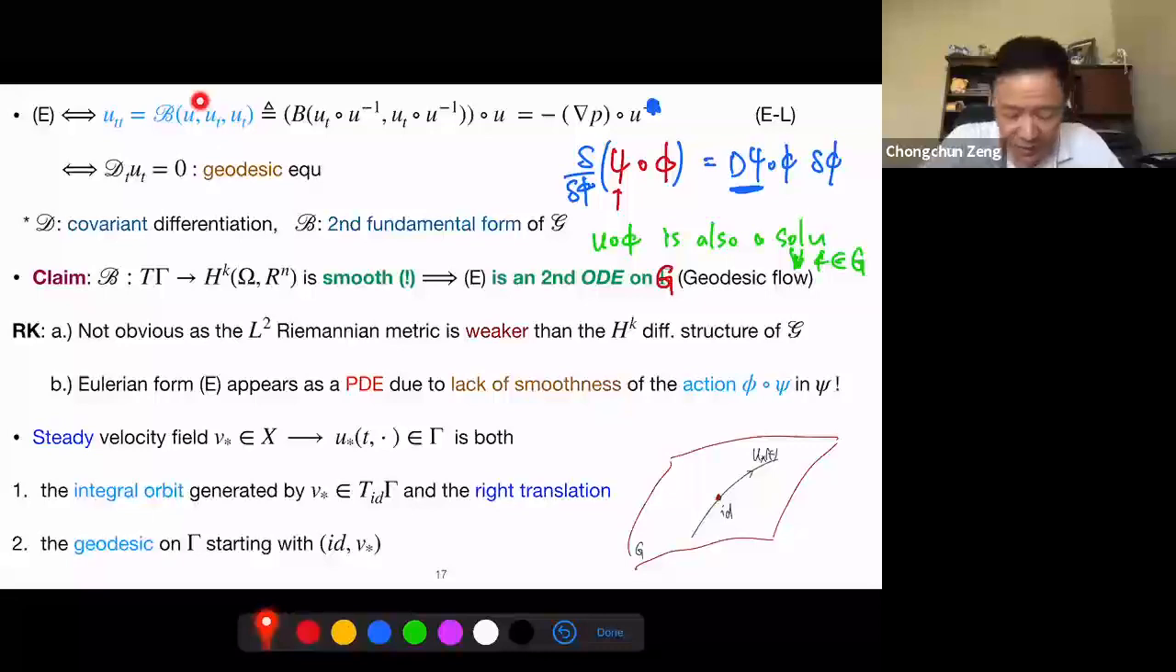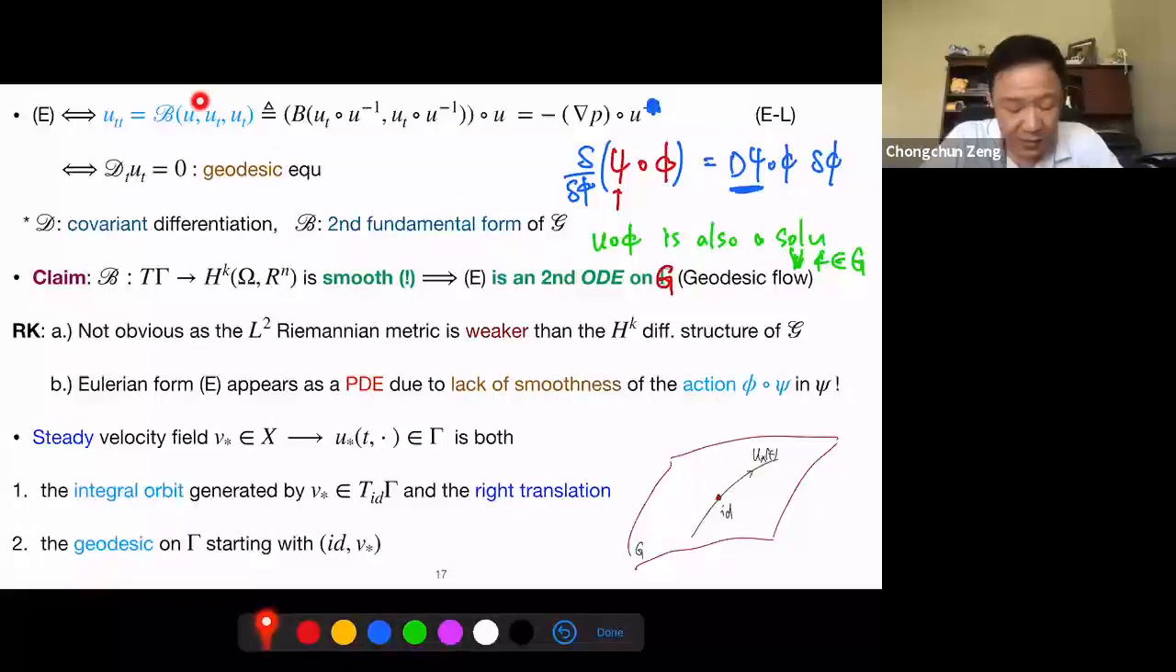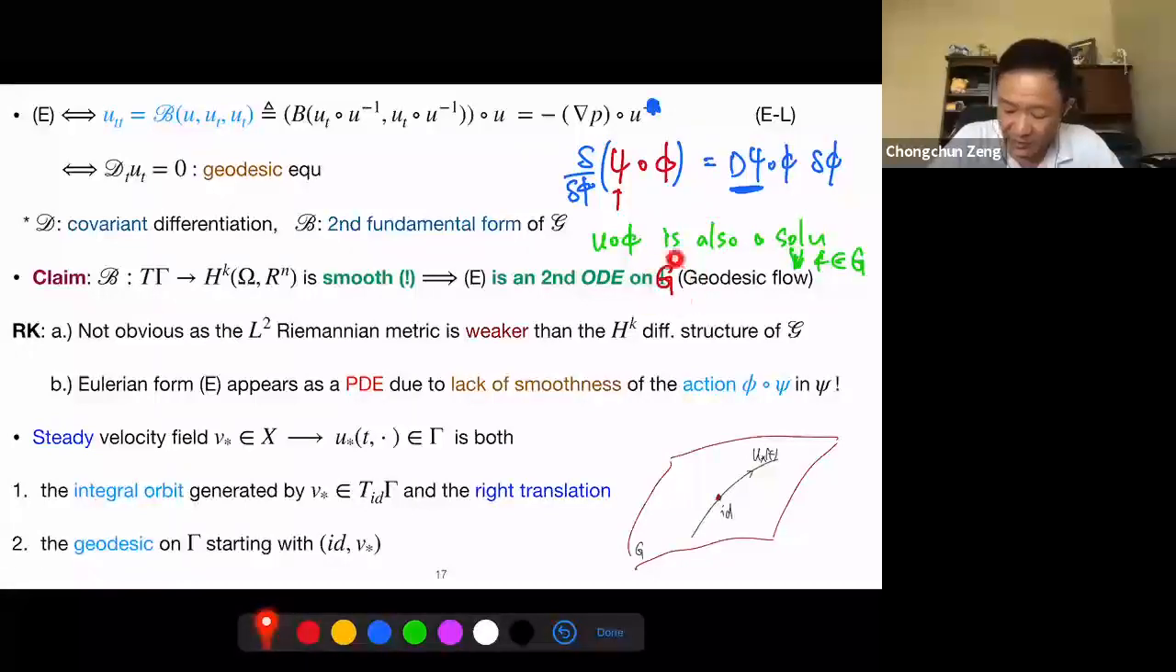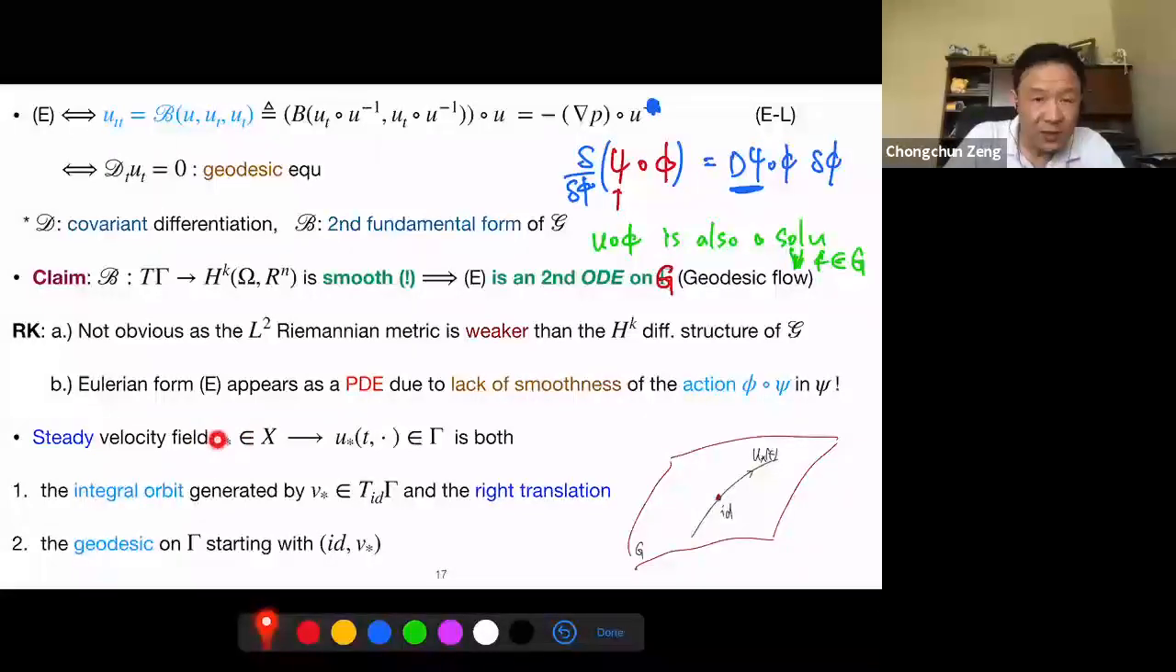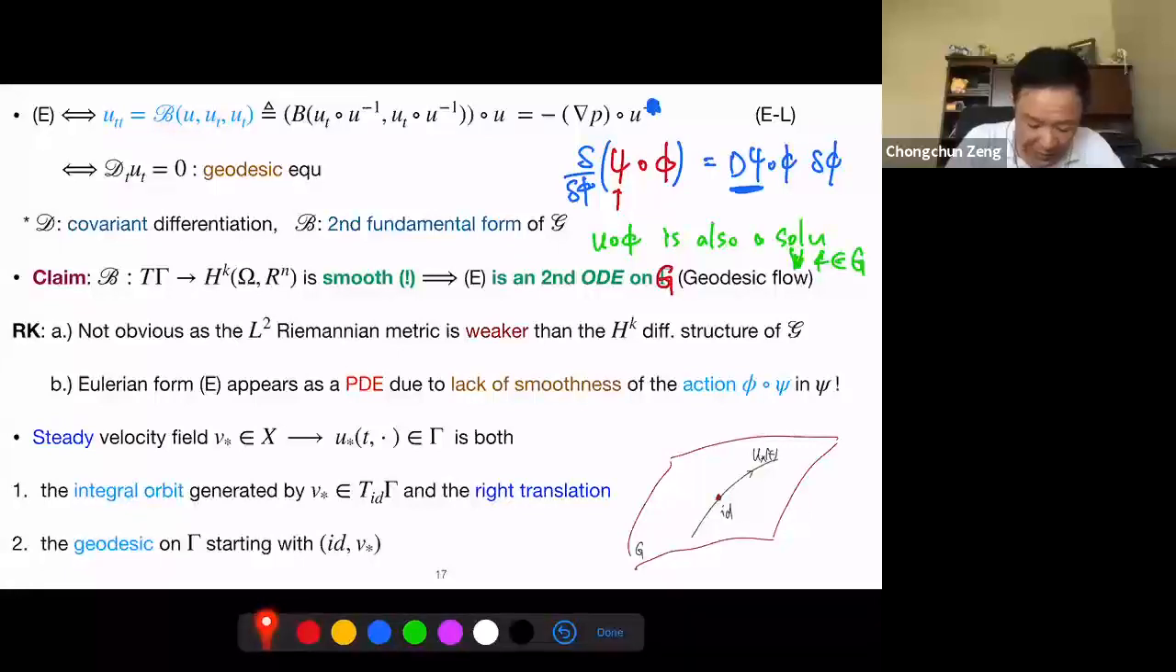But there is a price to pay. So one thing is that the configuration space, the working space, becomes a manifold, and you are working on the tangent bundle of a manifold. That's one thing. Another thing is, previously we had a steady solution, and right now it's not a steady solution anymore. So a steady solution in the Eulerian formulation was a special vector field. And the special vector field in the Lagrangian formulation induced a non-trivial Lagrangian flow.